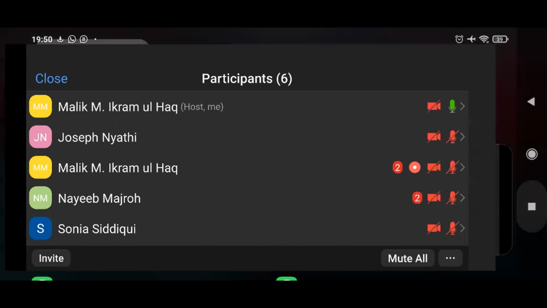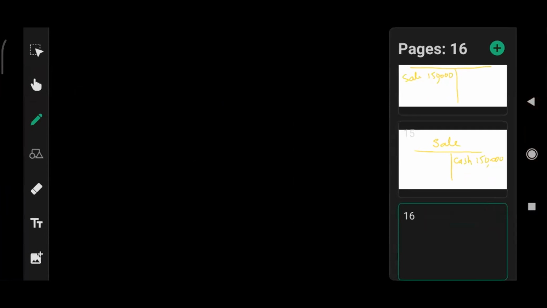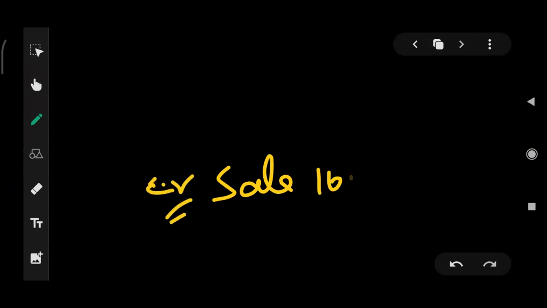You muted yourself. Okay. The transaction is he made sales to David for 100,000 on credit. Yeah, 100,000 sale on credit. It means sale is an income, so it's a credit entry. Sale is always an income. Amount is 100,000. This is increase in income.